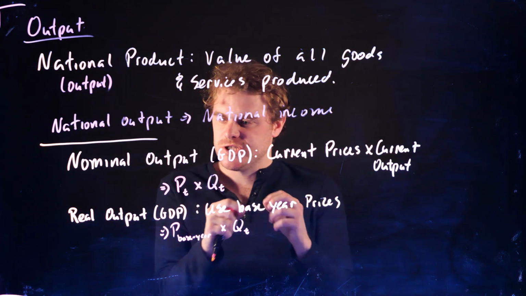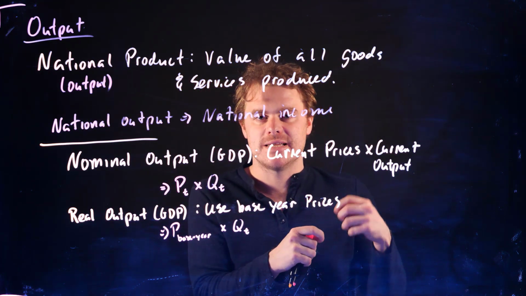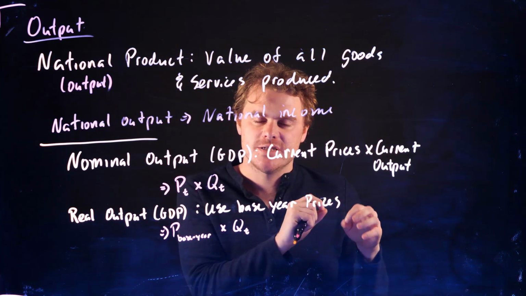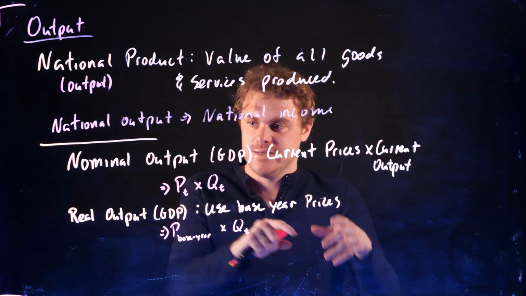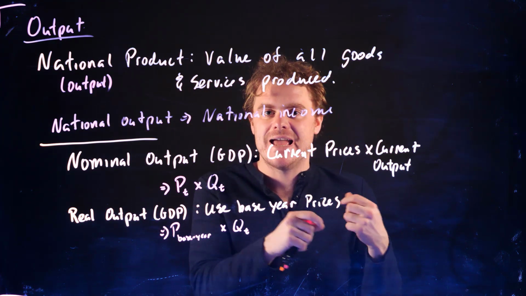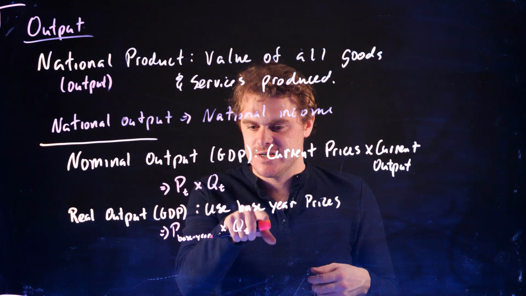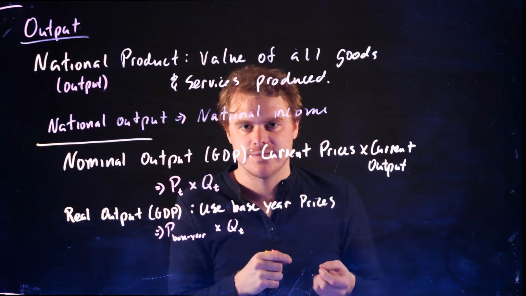And so what real GDP accounts for is that price levels are changing over time. It's really trying to concentrate on changes in the underlying output rather than nominal output, which is going to include both price changes and quantity changes. So by fixing the price, all that's changing real GDP is changes in quantities.